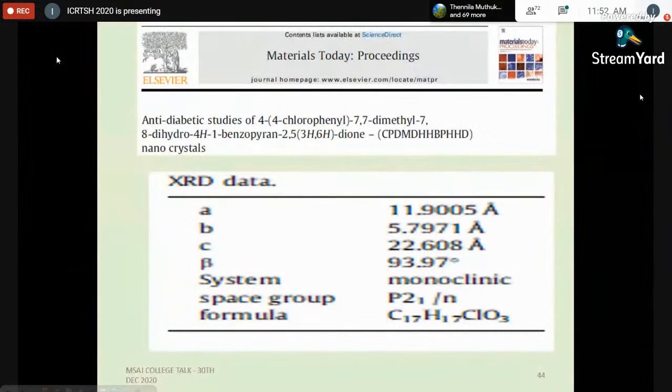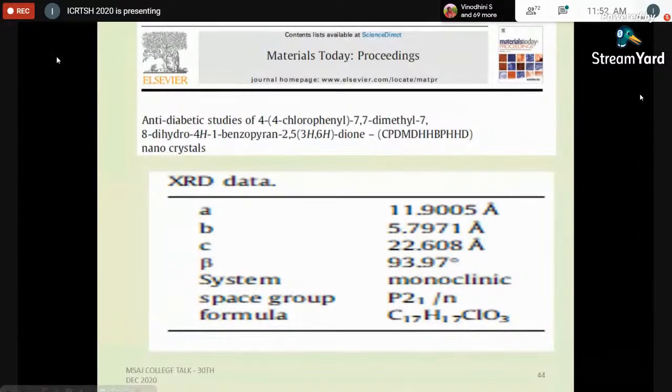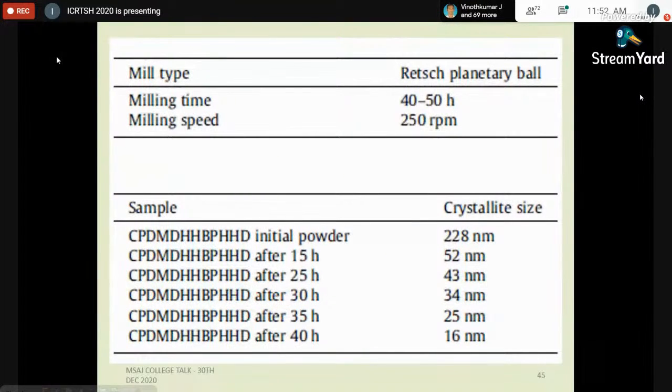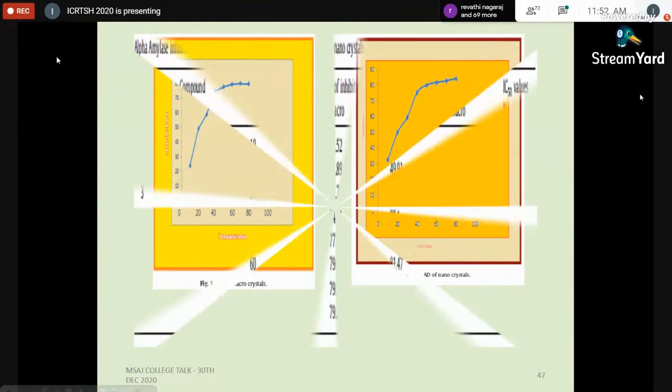That is the same crystal, the CPD crystal, used for anti-diabetic property, with the same XRD data. Next slide, please. Next slide, please. Here, for the macro and nanoscale crystal, the variation is obtained. A small variation is obtained in concentration versus inhibition. As the concentration increases, inhibition first increases, and then it has some sustained or moderate values. Next slide, please.